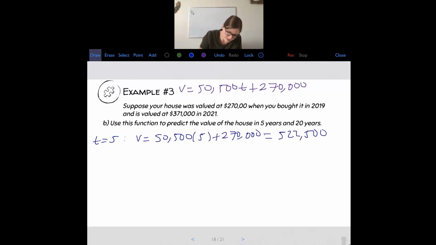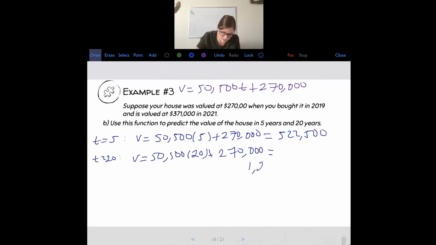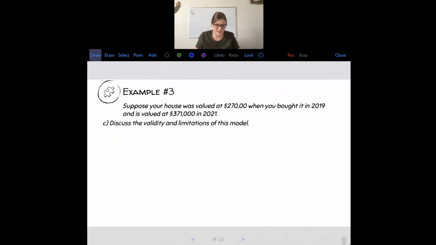And then we would do the same. So for T equals 20, we would find V is equal to 50,500 times 20 plus 270,000. And if we plug that in, it would be 1,280,000. Okay, so next, discuss the validity and any limitations of this model.